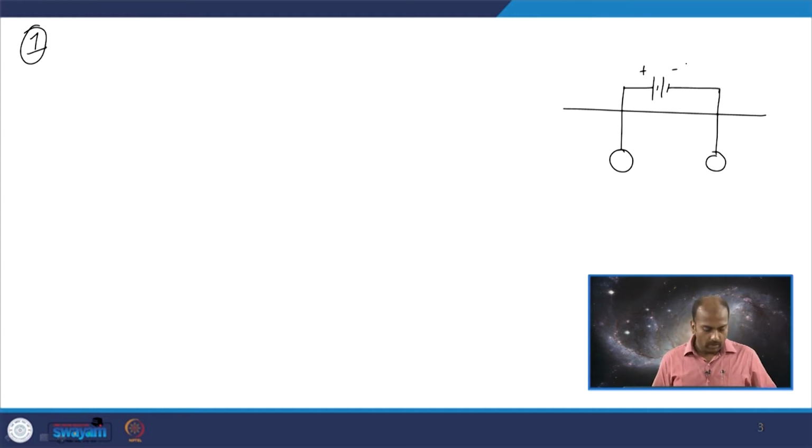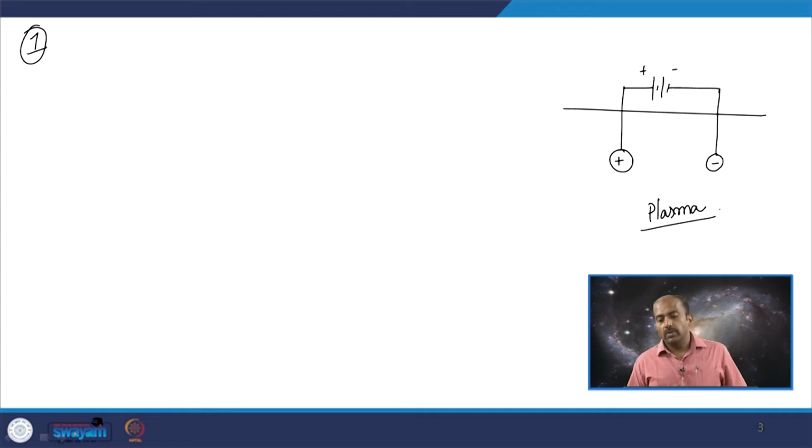So, this is the positive terminal and this is the negative terminal. This is plasma here. In the plasma you are trying to create an electric field. You are trying to polarize it, and by polarizing it, you will create an electric field inside the plasma. All of this is to be achieved by putting two electrodes and supplying a potential.